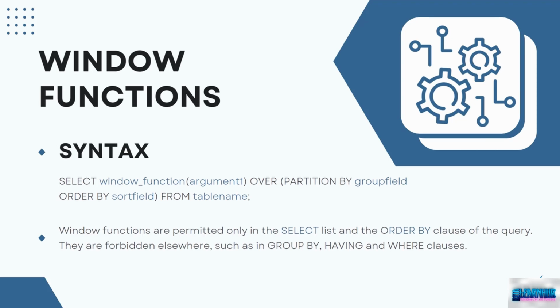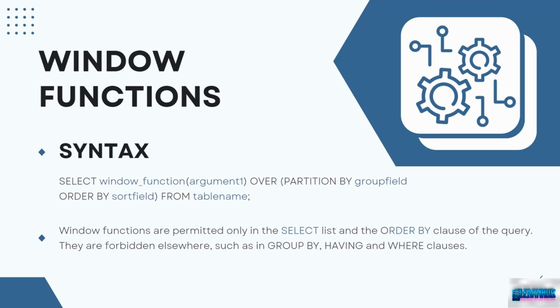Window functions are permitted only in the select list and the order by clause of the query. They are forbidden elsewhere, such as in group by, having, and where clauses. This is because they logically execute after the processing of those clauses. Also, window functions execute after non-window aggregate functions. This means it is valid to include an aggregate function call in the arguments of a window function, but not vice versa.